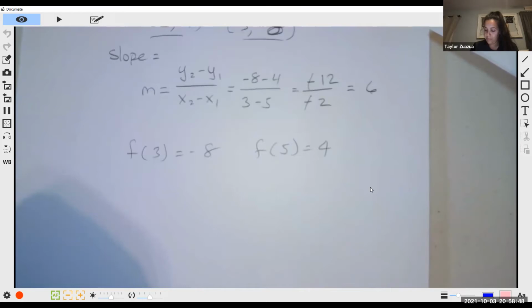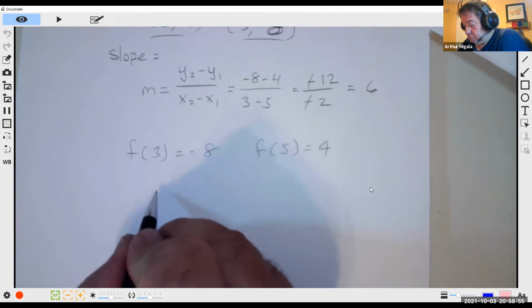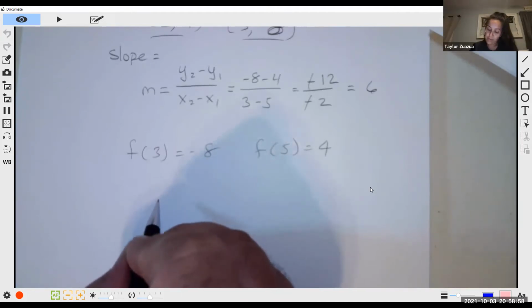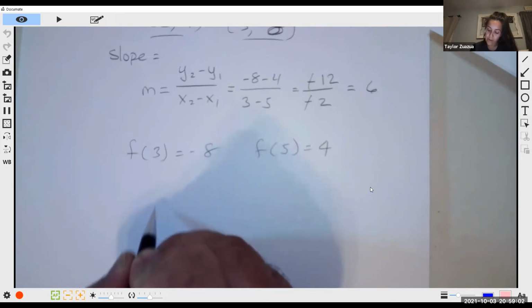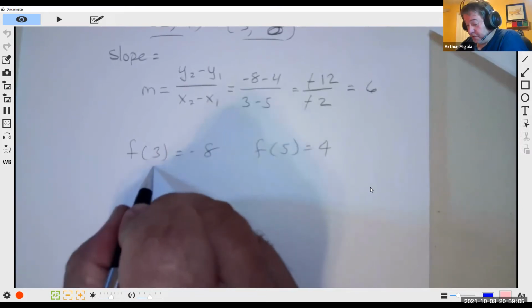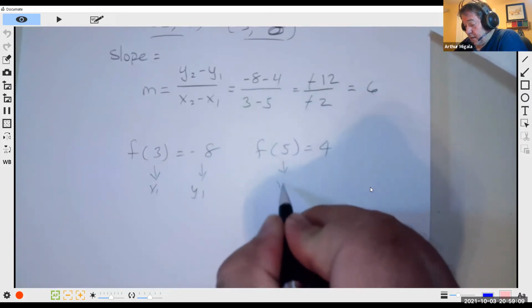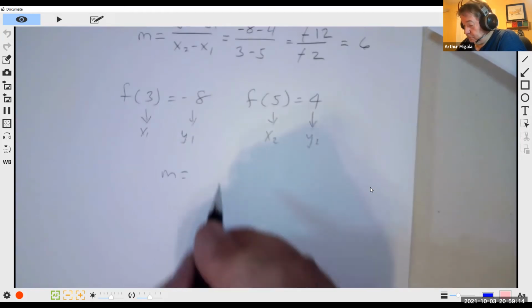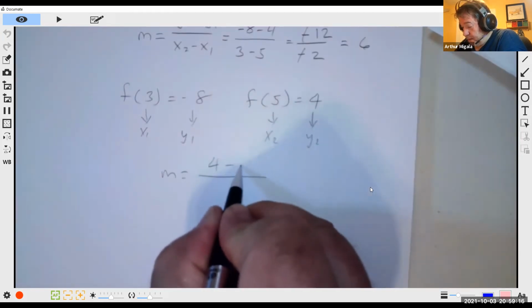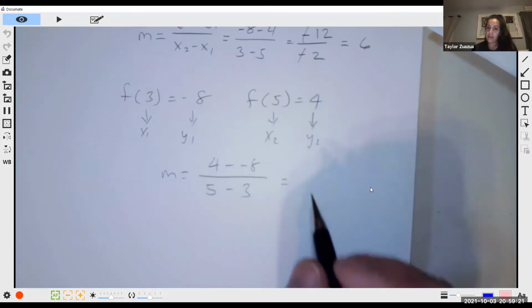Can you find the slope? Yes. Wouldn't it be x2, y2? So it would be 4 minus -8 over 5 minus 3. Yeah, perfect, because this is x1, this is y1, x2. Very good. So it's 4 minus -8, over 5 minus 3. Would it be -3?